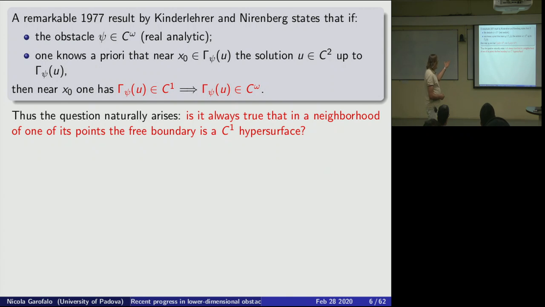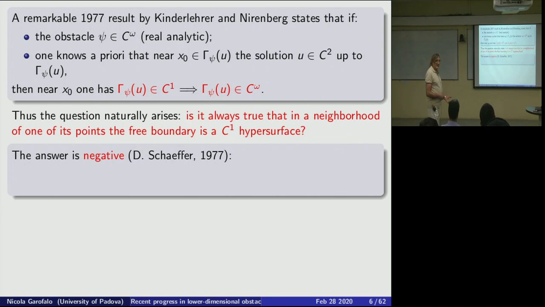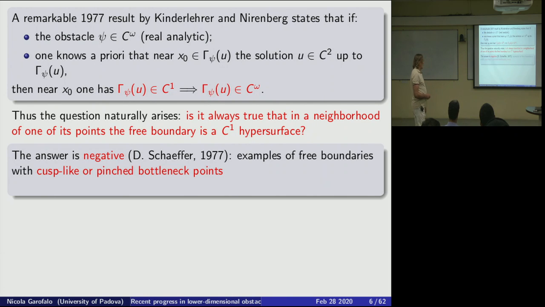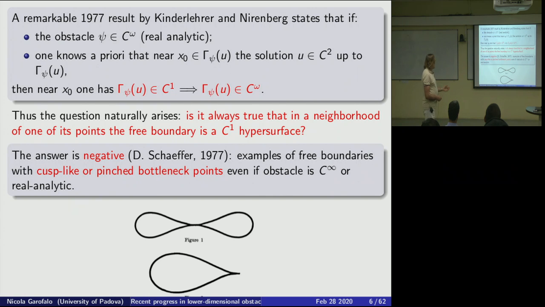And then the question obviously arises, is it always true generically that in a neighborhood of one of these points, the free boundary is a C^1 hypersurface? And the answer is negative. This was proved by David Schaeffer in 1977. He gave examples of free boundaries with cusp-like or pinched bottleneck free boundary points. So the picture looks like this. So these are two very bad points for the free boundary.